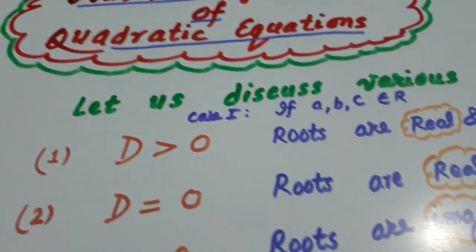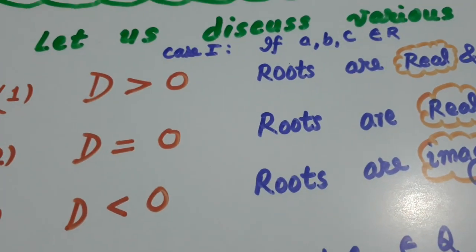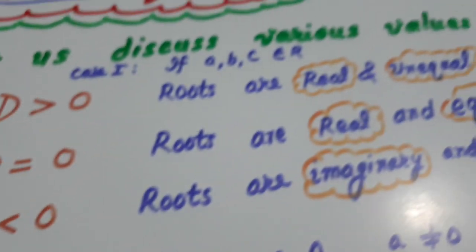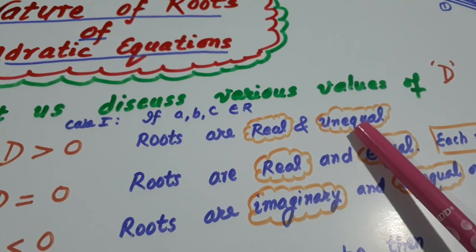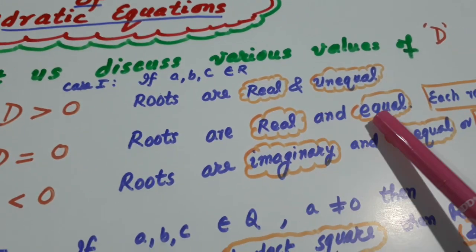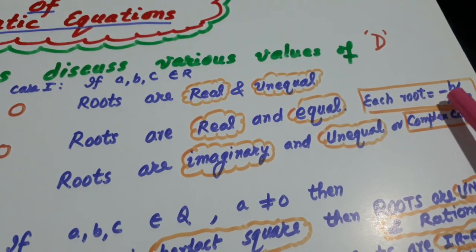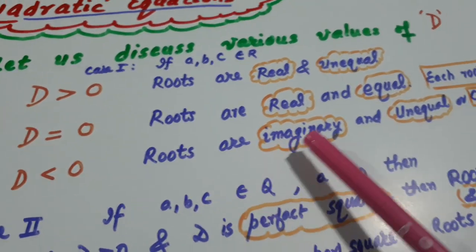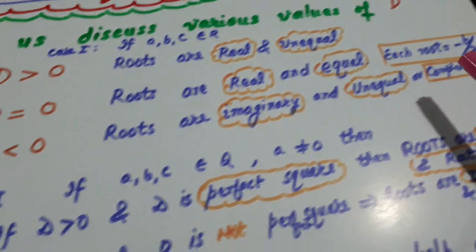Let us discuss the various values of discriminant. D can be greater than 0, D can be equal to 0, or D is less than 0. When D is greater than 0, roots are real and unequal. When D is equal to 0, roots are real and equal, and each root is equal to minus b over 2a. In the third case, when D is less than 0, roots are imaginary and unequal. So they are complex conjugates.